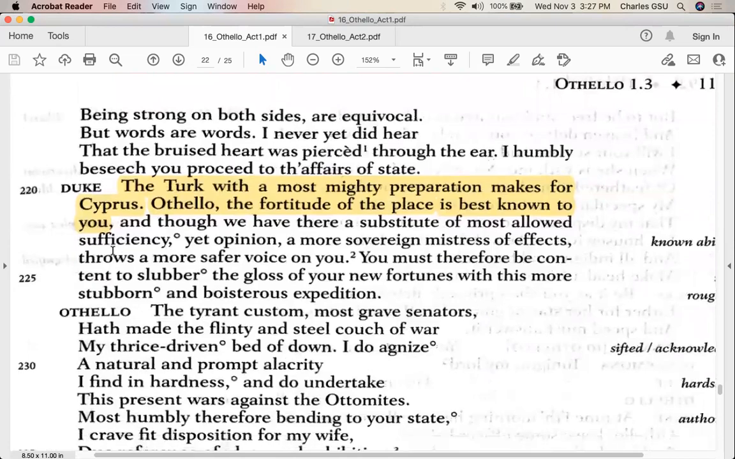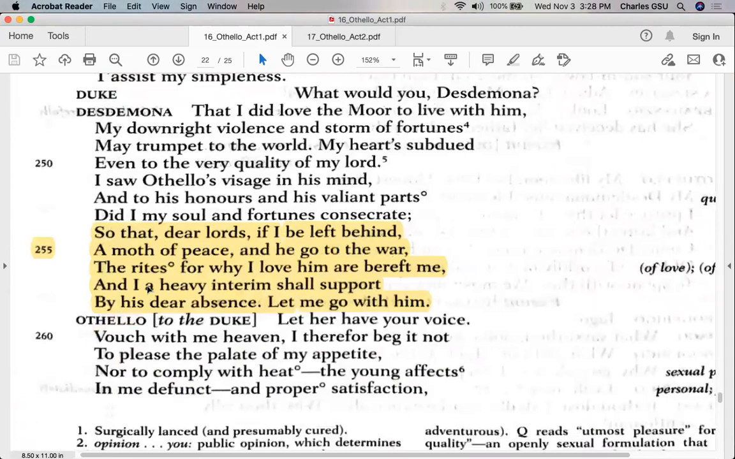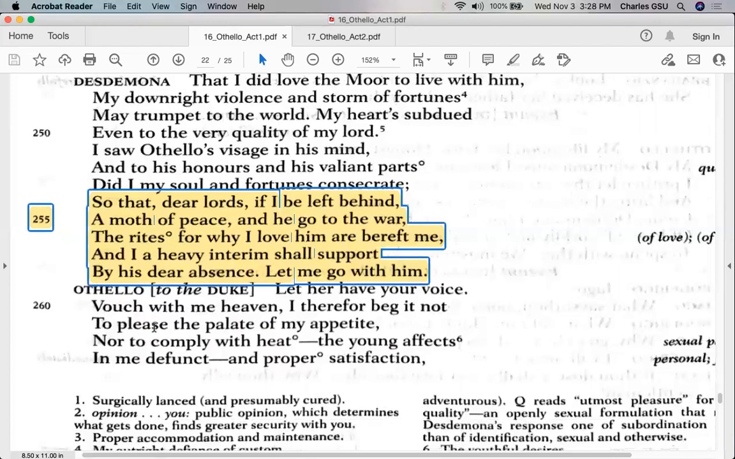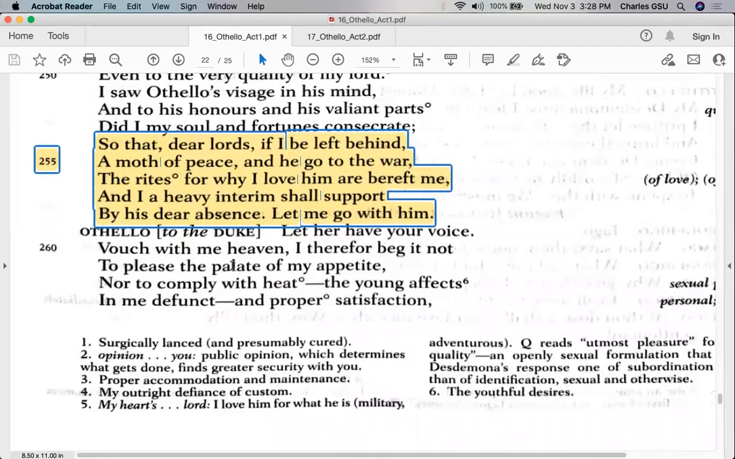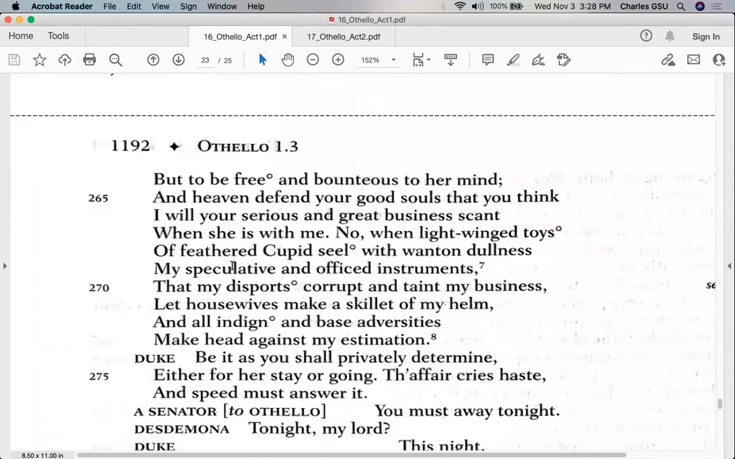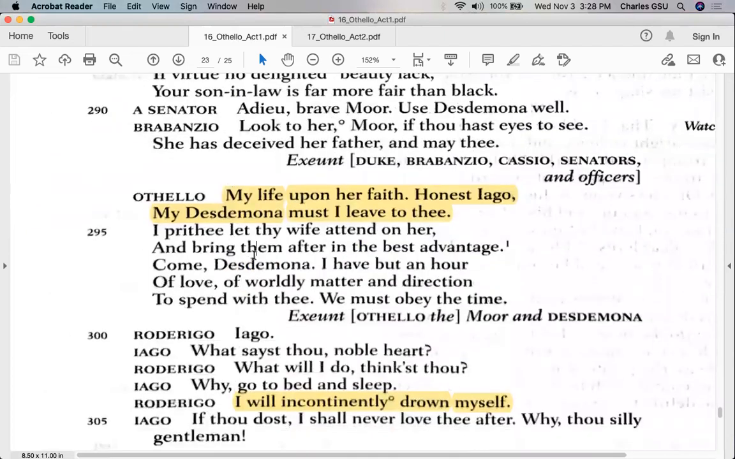So the Turk is making for Cyprus, as we already learned. And then Desdemona asks, rather than be left behind in Venice, if she can go with Othello to the wars. And the Duke says, well, you decide, right? Which they do, and they both end up going rather than leaving her at home.